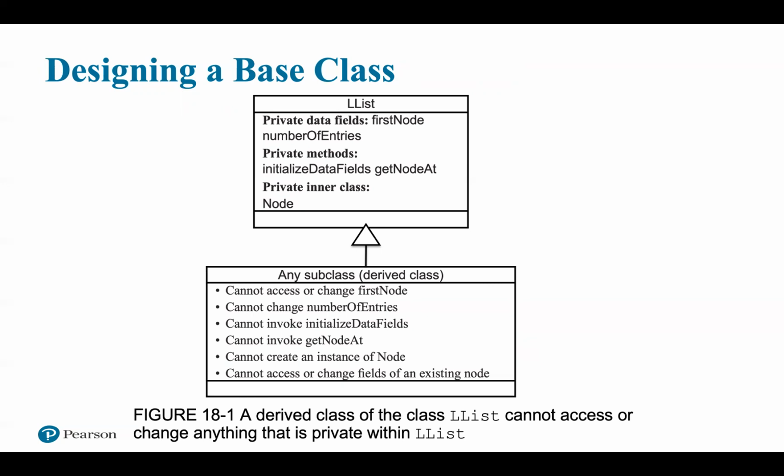That is, a subclass cannot access the data field first node, the method getNodeAt, or the class Node, as we're showing in this figure. If we want to extend the capability of LList and do so efficiently, the subclass will need access to these aspects of the class, in other words, to the underlying data structure.